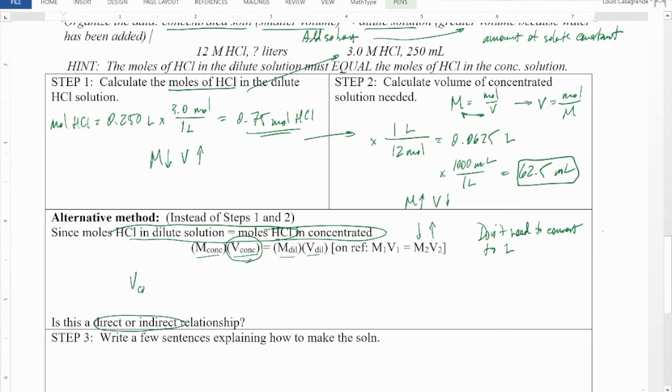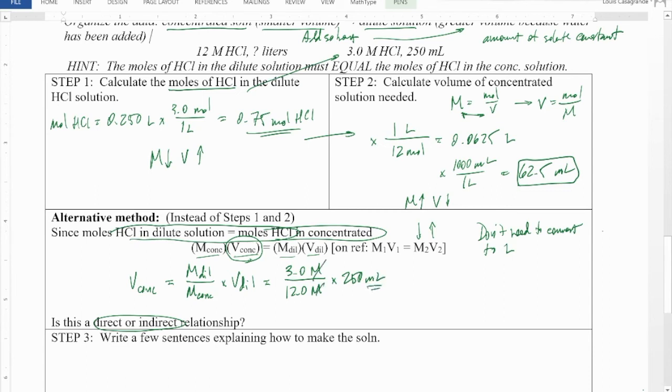So the volume of the concentrated, CONC stands for concentrated, is going to equal the molarity of the dilute solution divided by the molarity of the concentrated solution times the volume of the dilute solution that you want. And so that's going to be 3.0 molar divided by 12.0 molar times the volume, which was 250 milliliters. Notice the molarities cancel. They leave us with milliliters.